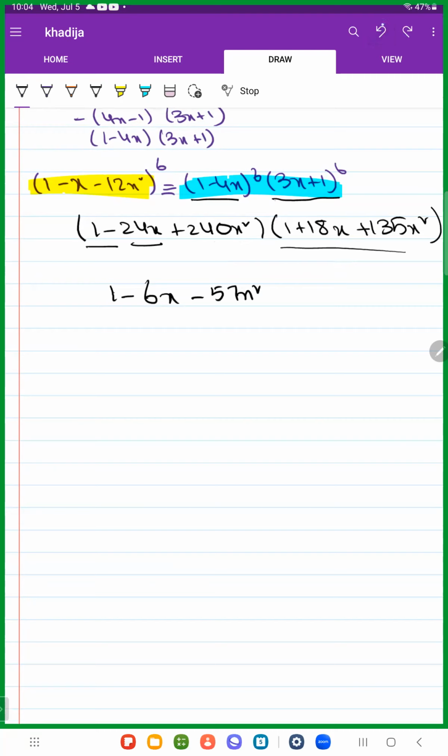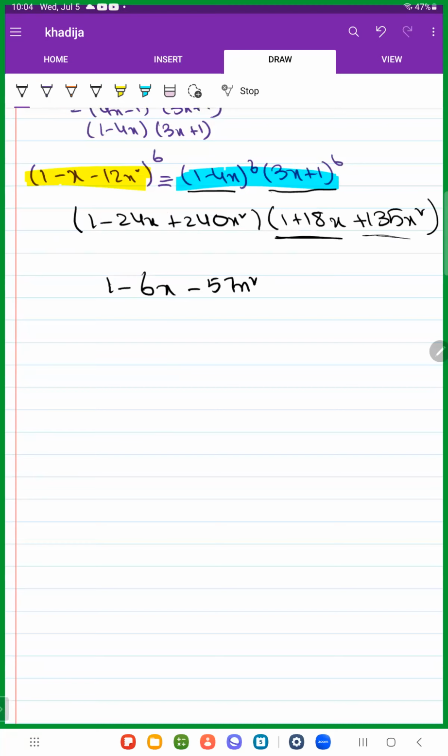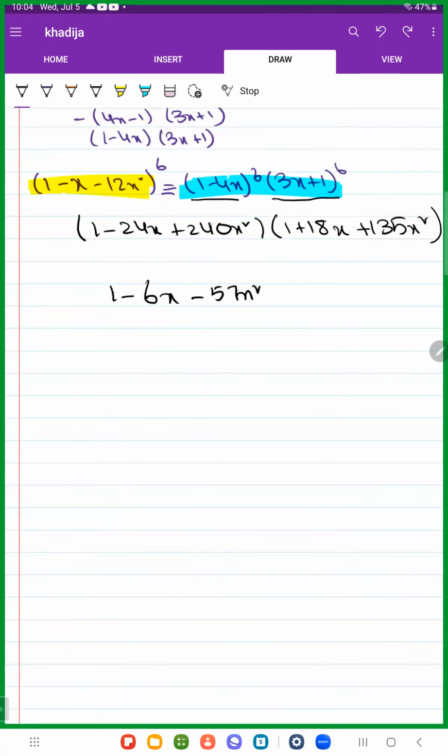So you multiply 1 with all of the three, you multiply 24x with only the first two. Why? Because if you multiply over here, you will get x cubed, which is the fourth term. Makes sense. And technically you will only multiply 240 with 1 because it's already squared. So multiply the first term with all three, the second term with the first two, and the last one with just the one. Yes.